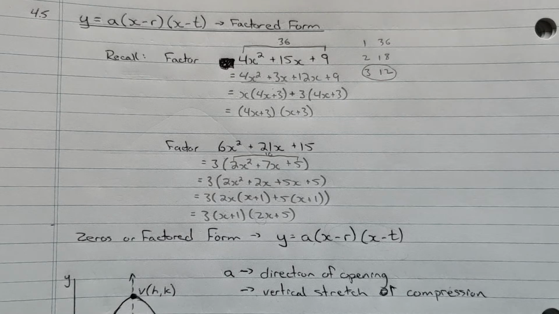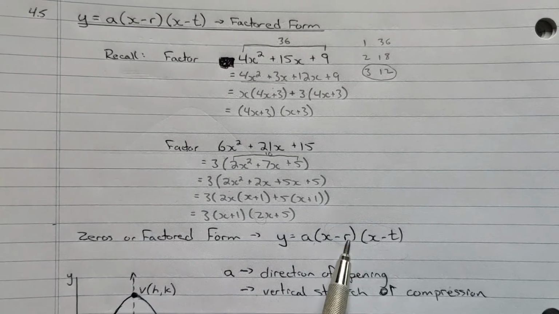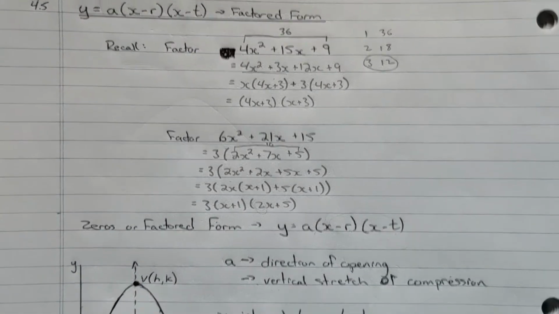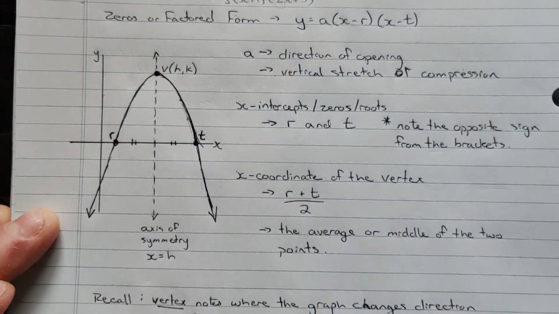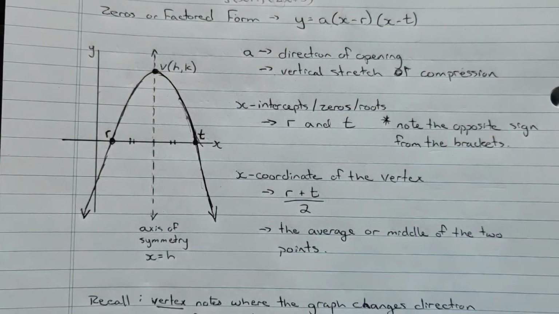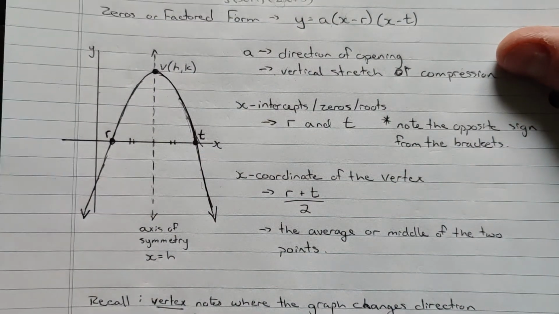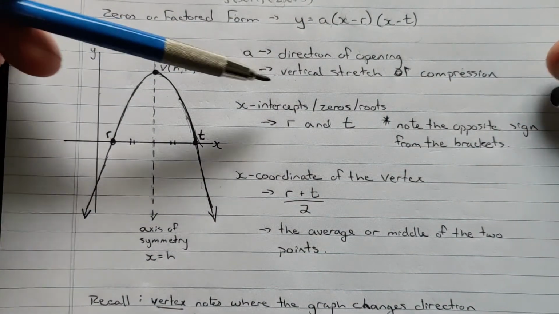Your textbook, I believe, uses s and r. I don't use the s because my s's sometimes look like 5s. It doesn't matter what the actual letters are. It's just that they are two letters representing the missing values. So looking at this, a again is still our direction of opening, that never changes. So it's going to have the direction of opening and a vertical stretch or compression.